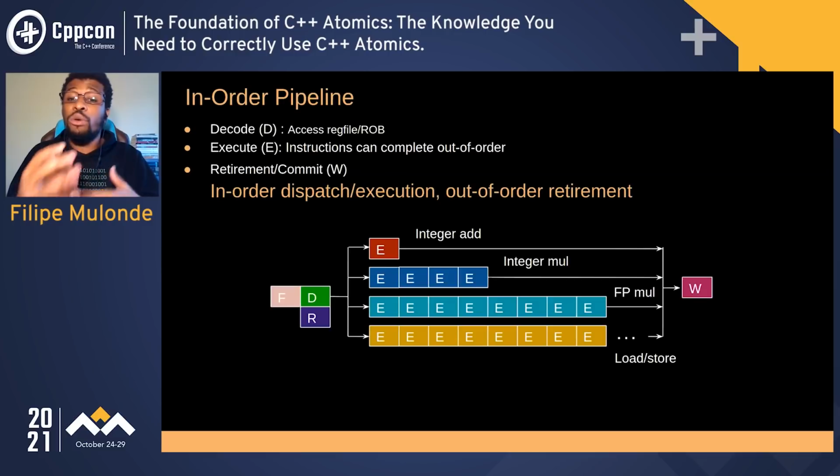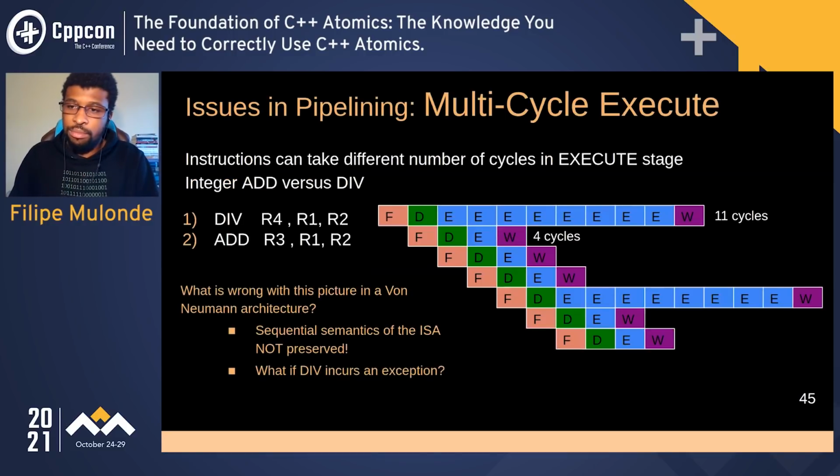Why? Instructions can complete out of order because now we have multiple functional units that have different latencies and can execute instructions at the same time. For example, integer addition takes 1 cycle to complete an instruction, integer multiplication takes 4 cycles, and floating point multiplication takes 8 cycles. And because of that, these functional units can update the architectural state out of order. So here what we have is in-order dispatch or execution and out-of-order retirement. But this is a problem.